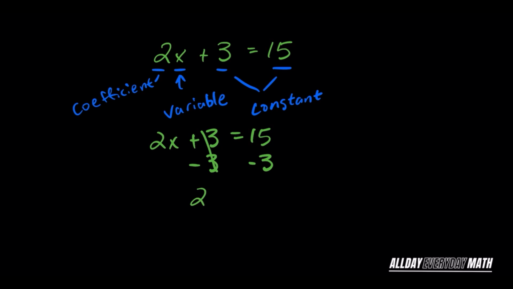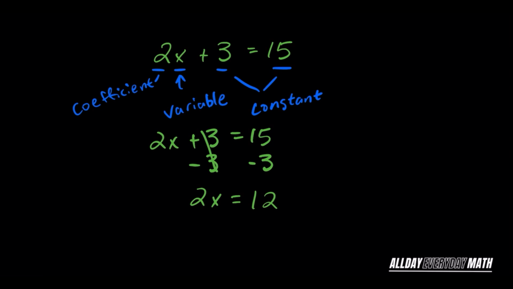I'm going to bring down my 2x that's left over, bring down my equal sign, and then I have 15 minus 3, which is 12. All right, so at this point, we have a one-step equation. So we have 2x, or 2 times x, is equal to 12.